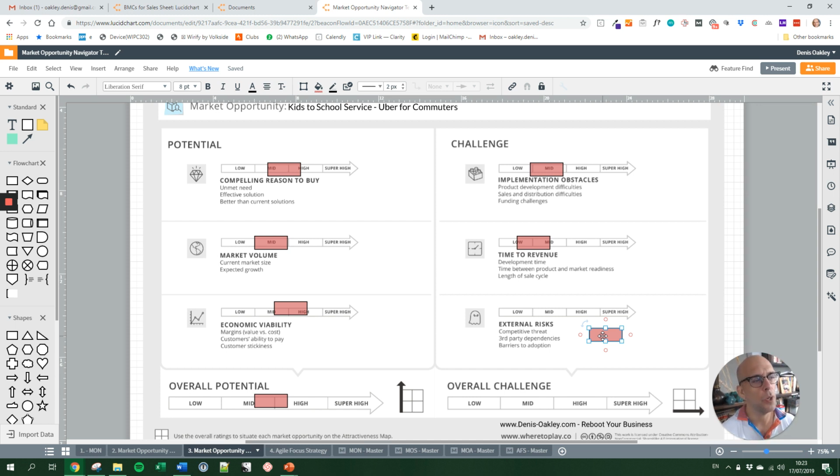And then barriers to adoption. What's to stop anybody else doing this? Honestly, not a lot. However, I think this is a play.